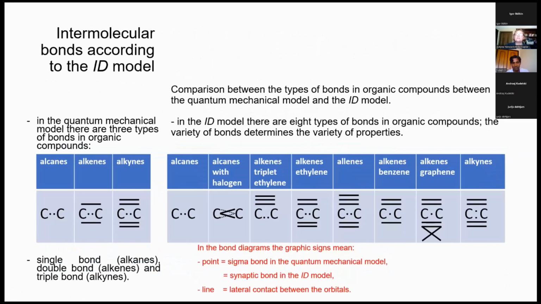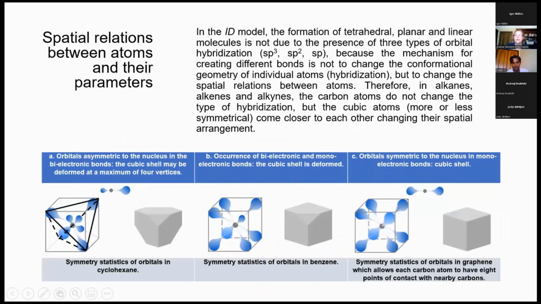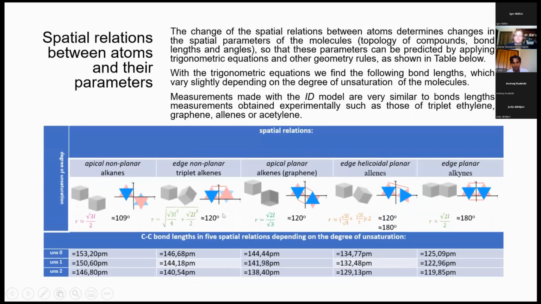In the quantum mechanical model, there are three types of bonds in organic compounds. In the ID model, there are eight types of bonds. The variety of bonds determines the variety of properties. In the ID model, the formation of tetrahedral, planar, and linear molecules is not due to the presence of three types of orbital hybridization, because the mechanism for creating different bonds is not to change the conformational geometry of individual atoms, but to change the spatial relations between atoms.